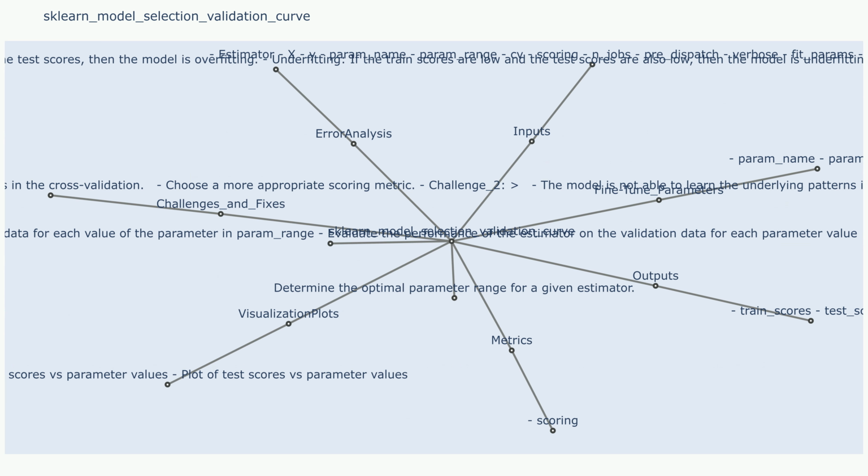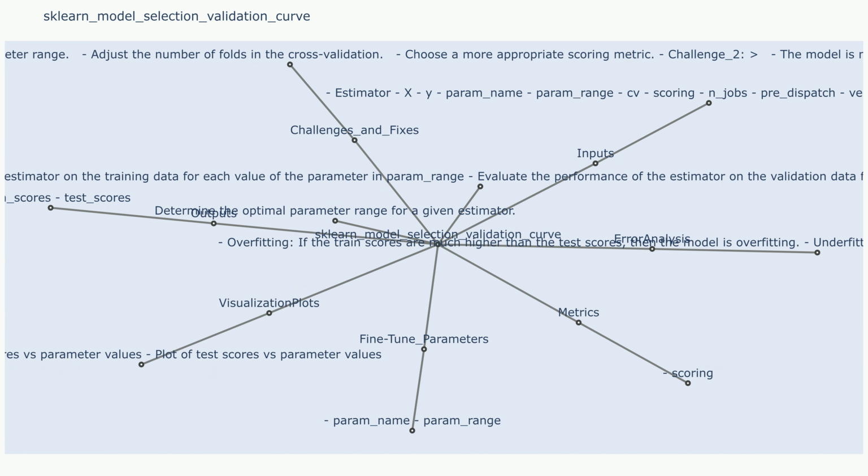Param_name: the name of the hyperparameter you want to explore. For example, max depth for a decision tree or C for a support vector machine. Param_range: a sequence of values for the hyperparameter to be explored. You can use a range of integers, floats, or even a list of specific values.